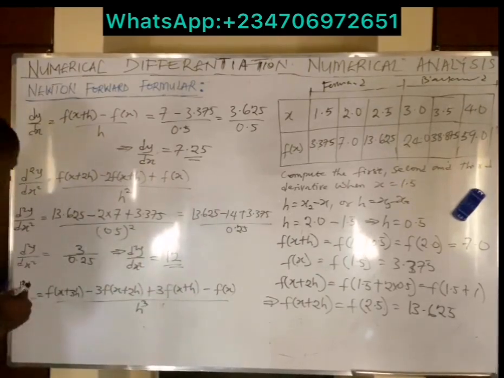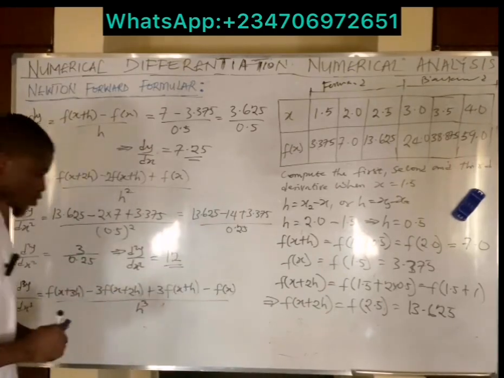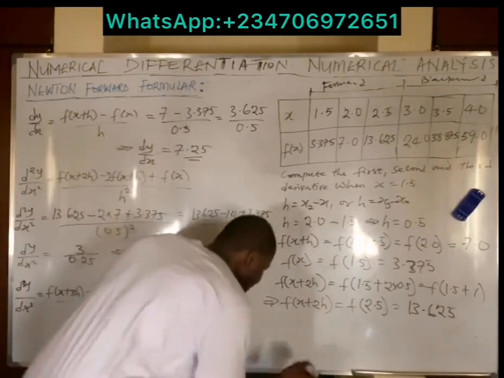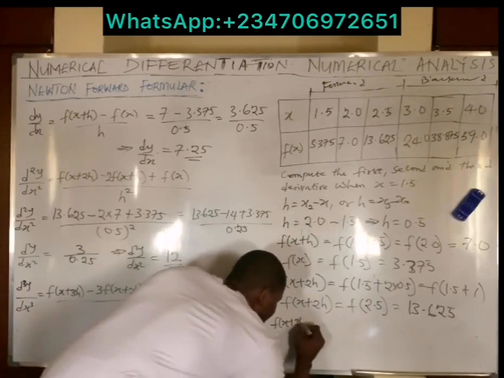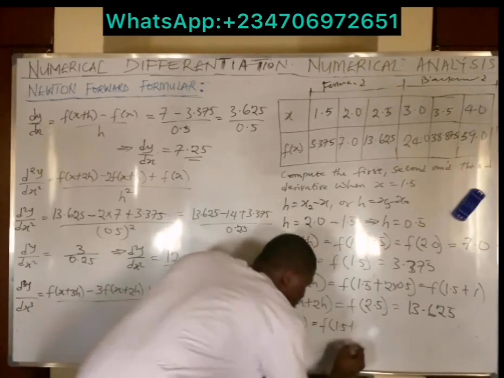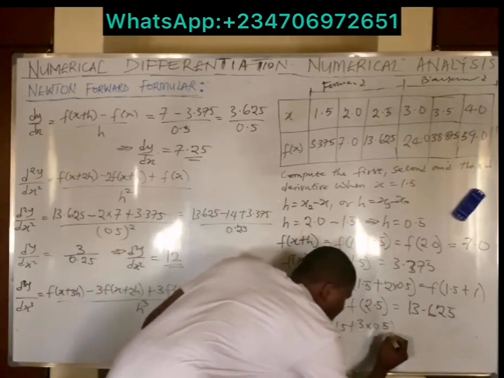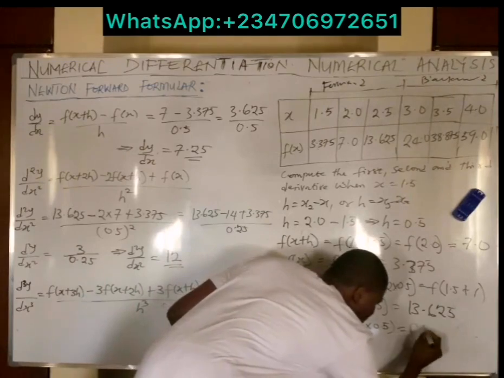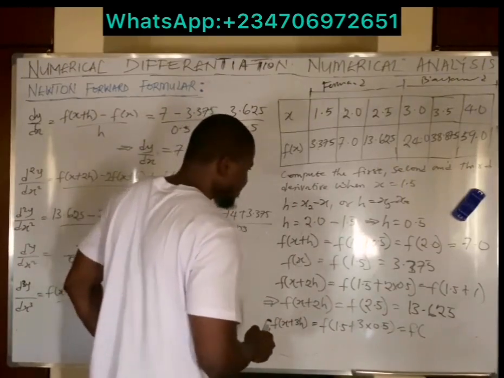Okay, so that means all we are looking for now is simply f of x plus 3h. That's all we are looking for, because we have invariably every other parameter solved out there. So we find f of x plus 3h. So f of x plus 3h is equal to f of x is 1.5 plus, now this becomes 3 times 0.5. So this is going to be equal to f of, so let's compute 1.5 plus 3 times 0.5.